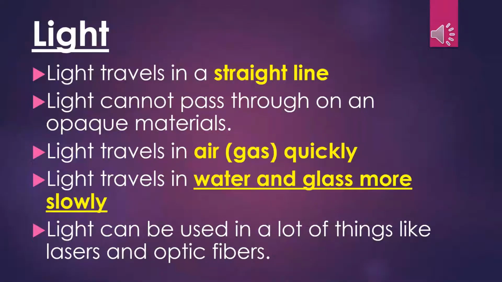Light travels in a straight line. Light cannot pass through opaque materials. Light travels in air quickly. Light travels in water and glass more slowly. And last, light can be used in a lot of things like lasers and optic fibers.